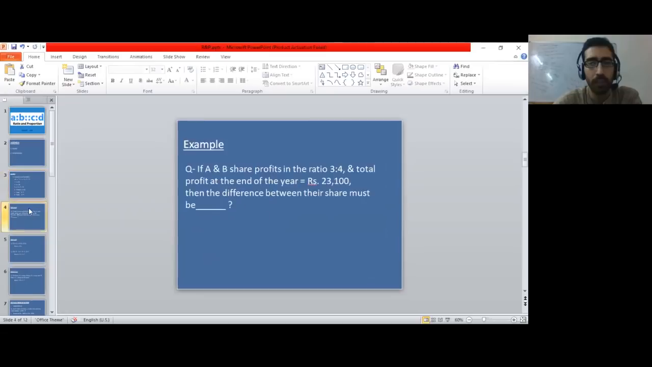So if this is clear, why don't you solve this simple question? If A and B share profits in the ratio 3 is to 4, and the total profit at the end of the year is rupees 23,100, then the difference between their share must be how much?